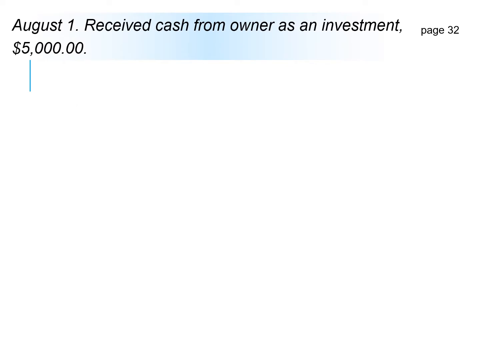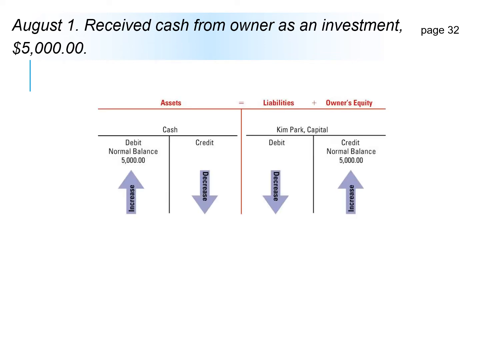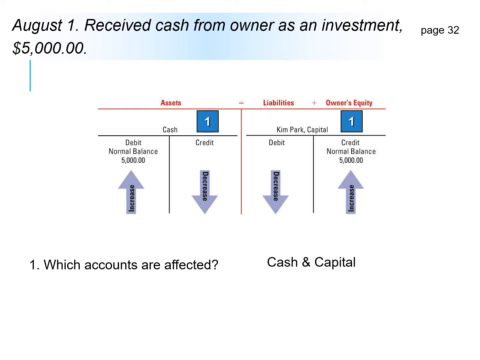Now that we have just been introduced to the theory of debits and credits, let's try to apply the theory to our T accounts. August 1st, received cash from owner as an investment, $5,000. So the first question, which accounts are affected? We received cash, so we know cash is affected, and we received it as an investment, and investments apply to capital. So cash and capital are the two accounts affected.